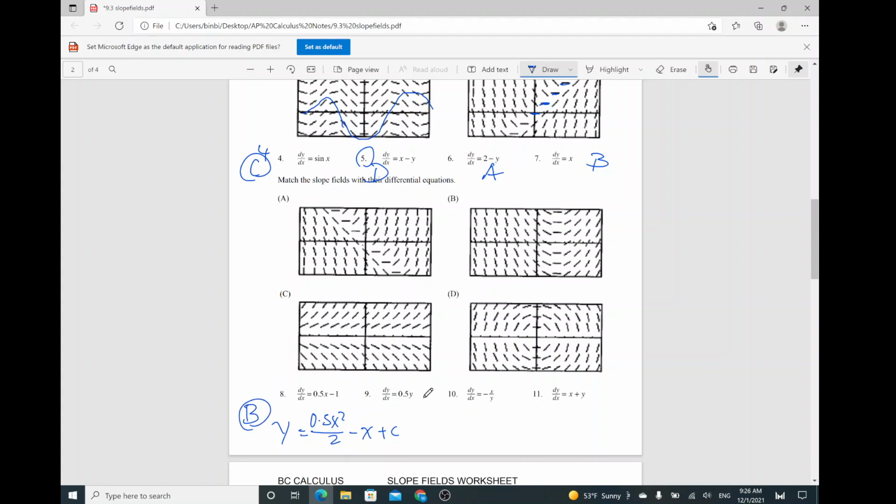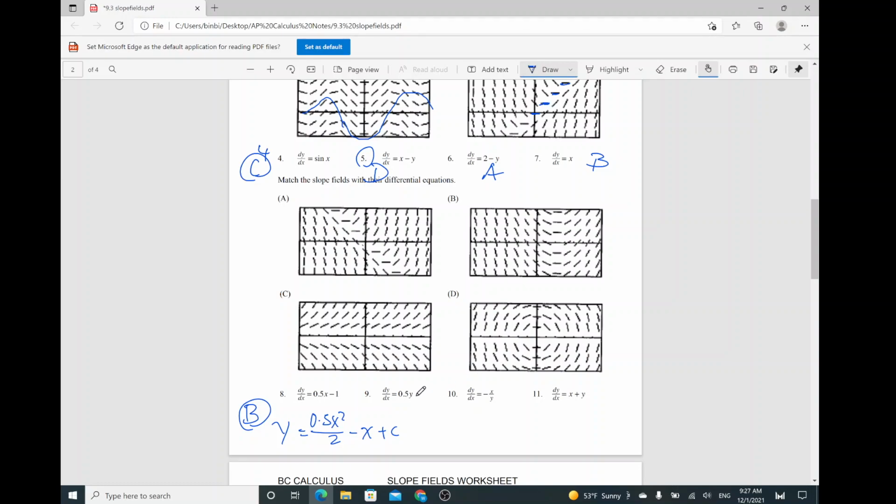And then for number 9, there's a way to integrate it. We can certainly do that. But again, we can just plug in a number. So let's say that y equals 0. So 0.5 times 0, that'd be 0. So for the y value here, it's all 0. Okay, so this one looks like, or it could be this one right here.